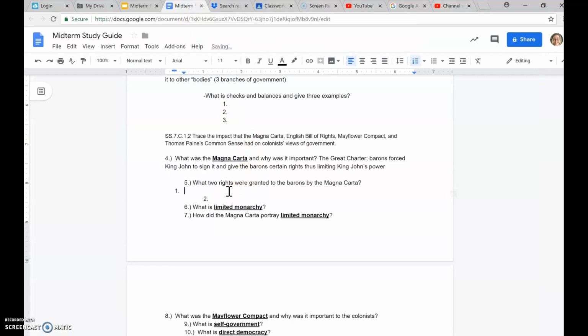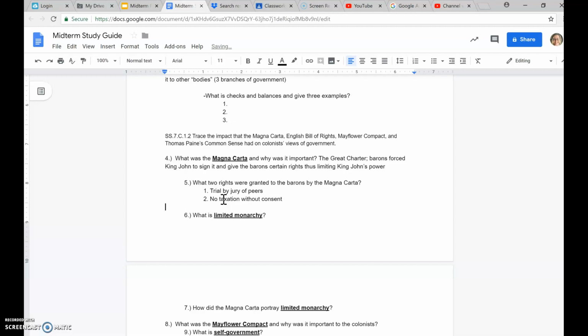One was trial by jury of peers. And the second one, I don't know why that's all wonky now. It's going to drive me nuts. Okay. Trial by jury of peers. And the other one was no taxation without consent. King John can no longer tax him. He can no longer say, off with your head. They were granted a fair trial.